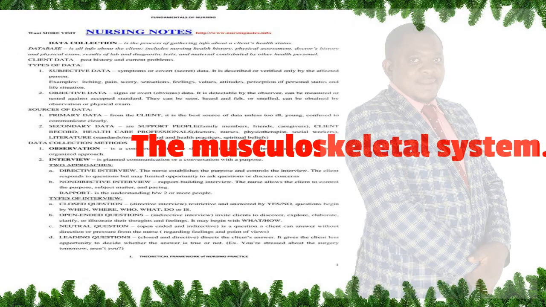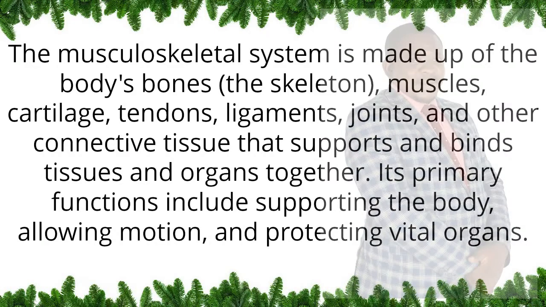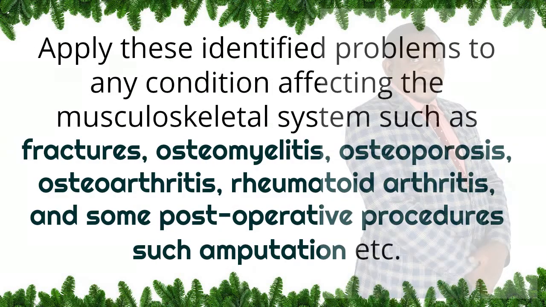The musculoskeletal system. The musculoskeletal system is made up of the body's bones, the skeleton, muscles, cartilage, tendons, ligaments, joints, and other connective tissue that supports and binds tissues and organs together. Its primary functions include supporting the body, allowing motion, and protecting vital organs. Apply these identified problems to any condition affecting the musculoskeletal system such as fractures, osteomyelitis, osteoporosis, osteoarthritis, rheumatoid arthritis, and some post-operative procedures such as amputation, etc.